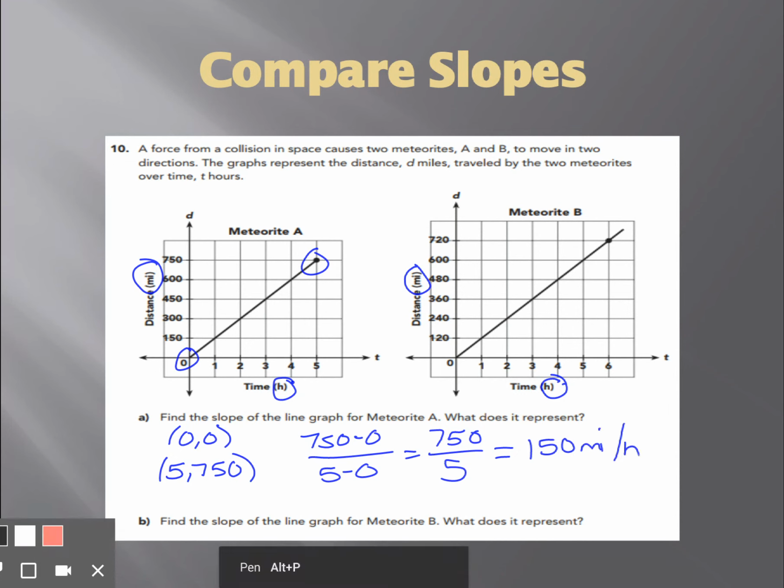I'll use a different color maybe so you can see better. So for meteorite B, same thing, 0, 0. And then our other point here is 6, 720. So I would do 720 minus 0 over 6 minus 0. 720 divided by 6 is 120 miles per hour. So just looking at it, it looks like meteor A is moving faster by about 30 miles per hour.